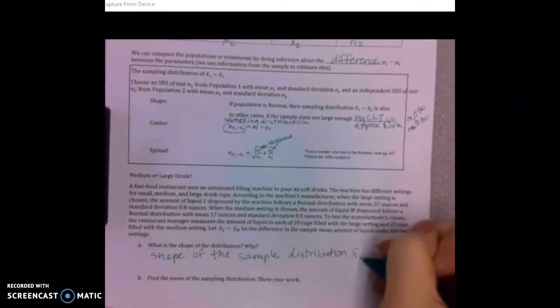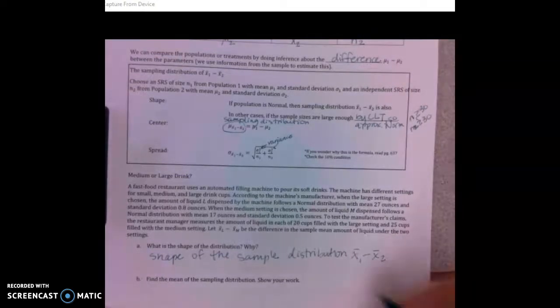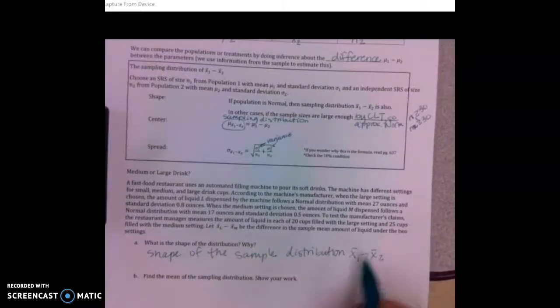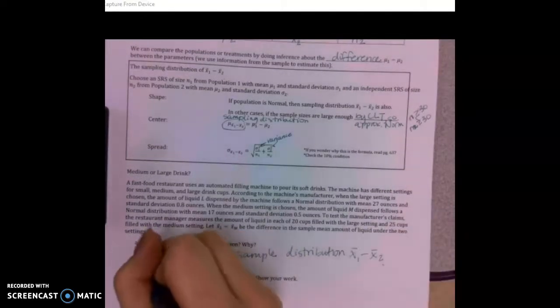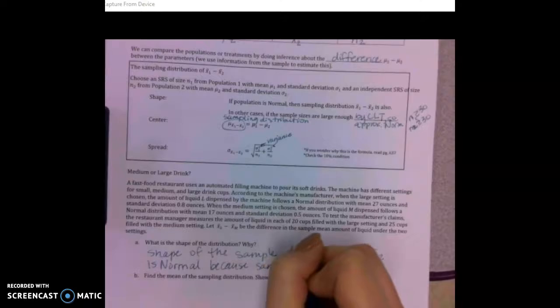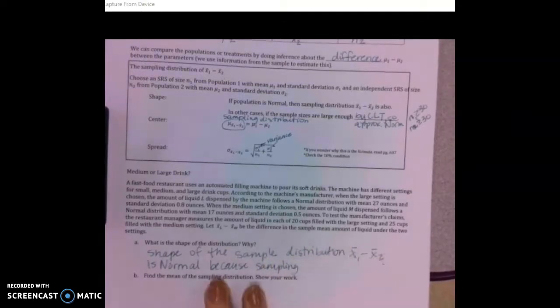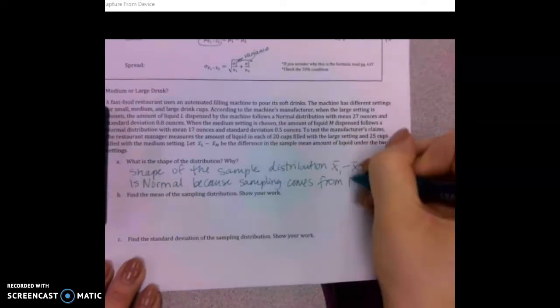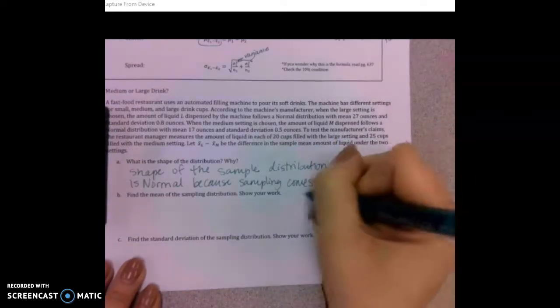So we're looking at x bar sub 1 minus x bar sub 2. Or if you wanted to make it large and medium, that would also work. If you want to do x bar sub L minus x bar sub M, it will be normal because the sampling comes from a normal population.